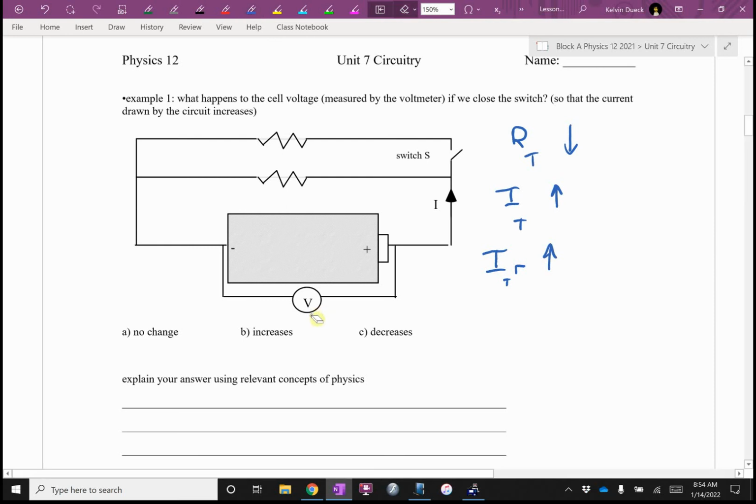Well, let's suppose this is a 12-volt battery, and when this was open, we were getting, let's say, 11.8. We were maybe losing 0.2 volts going through the battery. Now we're losing more because current got bigger. Because we're losing more, now instead of 11.8, when we put our voltmeter on there, 11.65. Therefore, V terminal decreases.